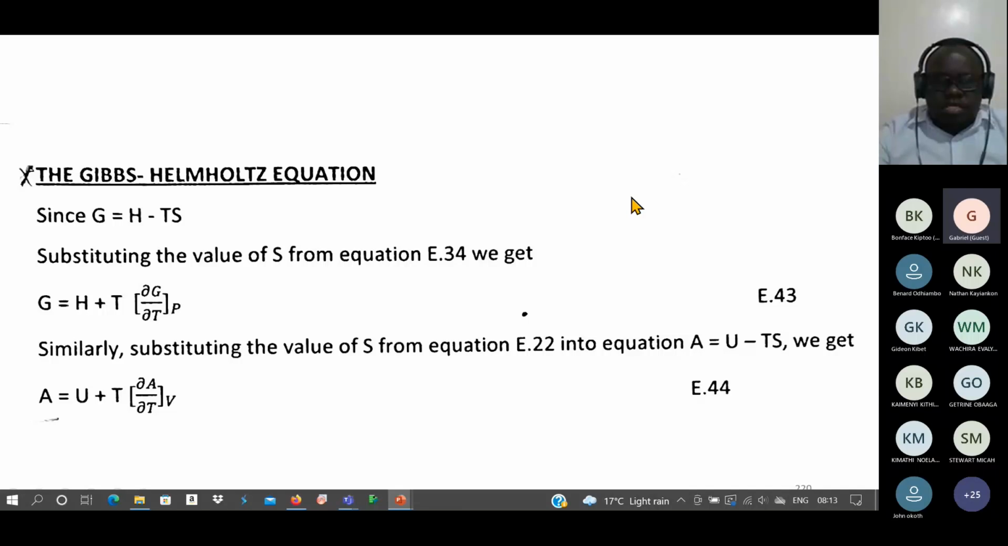to get into this discussion on the Gibbs-Helmholtz equation. So we have established that G, this is the Gibbs free energy, is given by H minus TS, where H in this case represents the enthalpy, T is the temperature, and S is entropy.